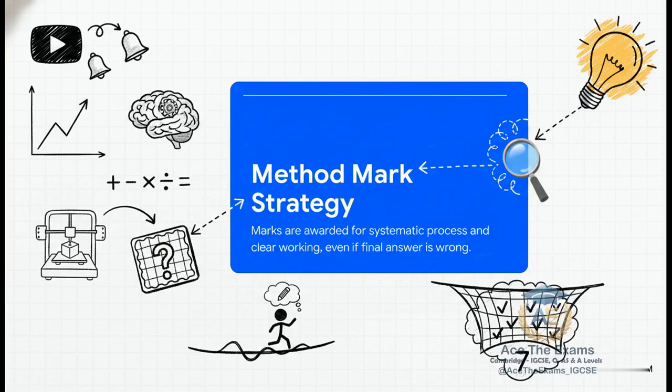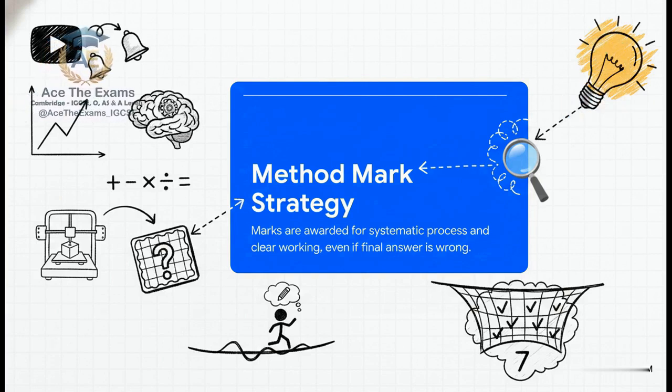Okay, back to method marks. In computer science, examiners actually award marks for your systematic process and your clear working out. This is a game changer. This means that if you're asked to perform some complex calculation regarding the operational data of a 3D printer, and let's say you make a tiny, silly arithmetic error at the very end, you can still get the vast majority of the marks. But, and this is a massive but, this only works if you actually show your logical steps.